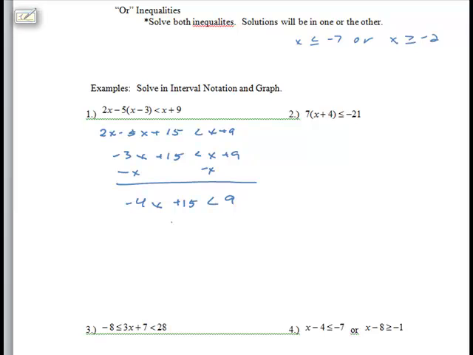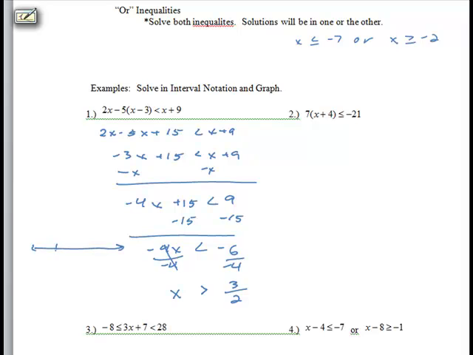And now get it by itself. Of course, get rid of that plus 15, subtract 15 from both sides. And get rid of that multiplication of -4, divide both sides by -4. And here I'm dividing by a negative, so I'm going to have to flip that inequality sign. Less than is going to become greater than, which leaves us x is greater than 3/2. We solved the inequality. We need to now graph it. On our number line, open circle at 3/2, arrow goes to the right. And in interval notation, solutions begin at 3/2, they go to positive infinity, parenthesis and parenthesis.